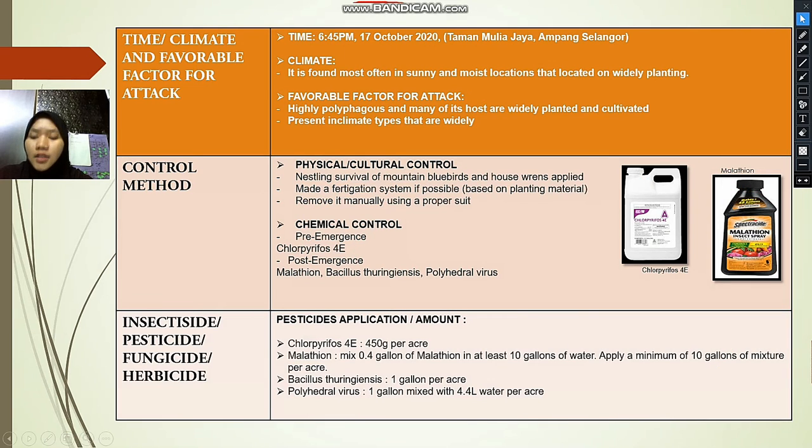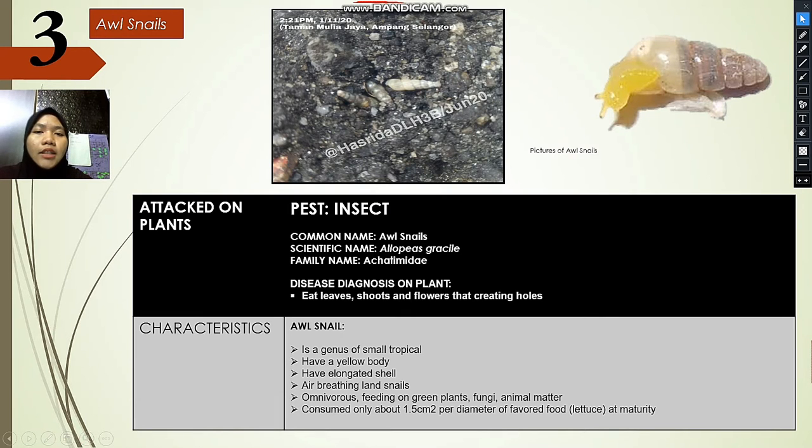Okay, next pest and disease that I found is owl snail. For owl snail, the type of attack on plant is pest, which is insects. And here you all can look the pictures of owl snail.